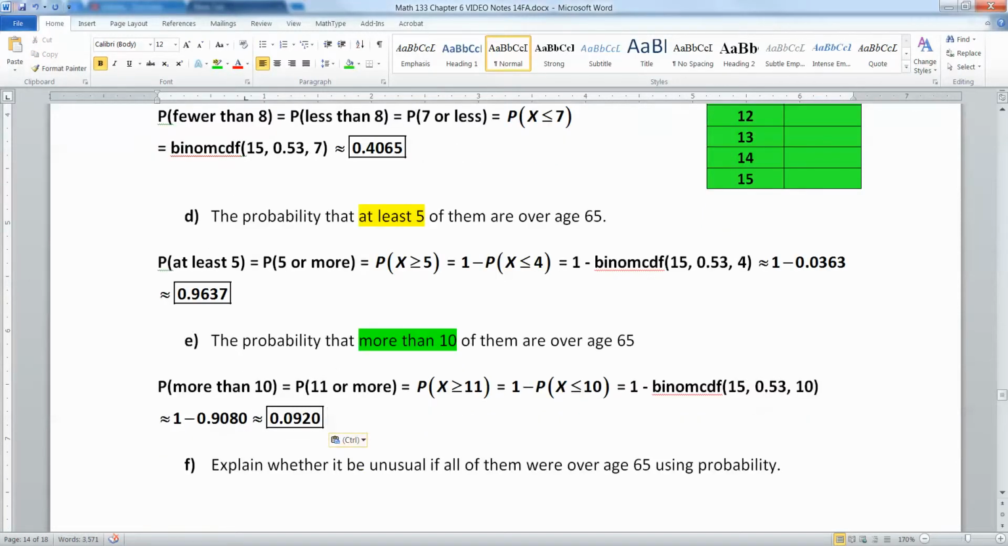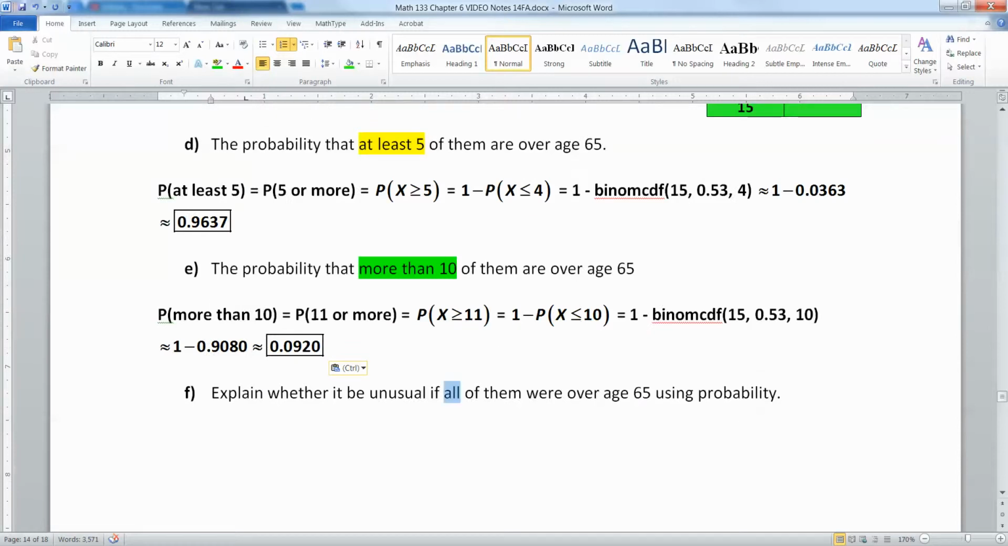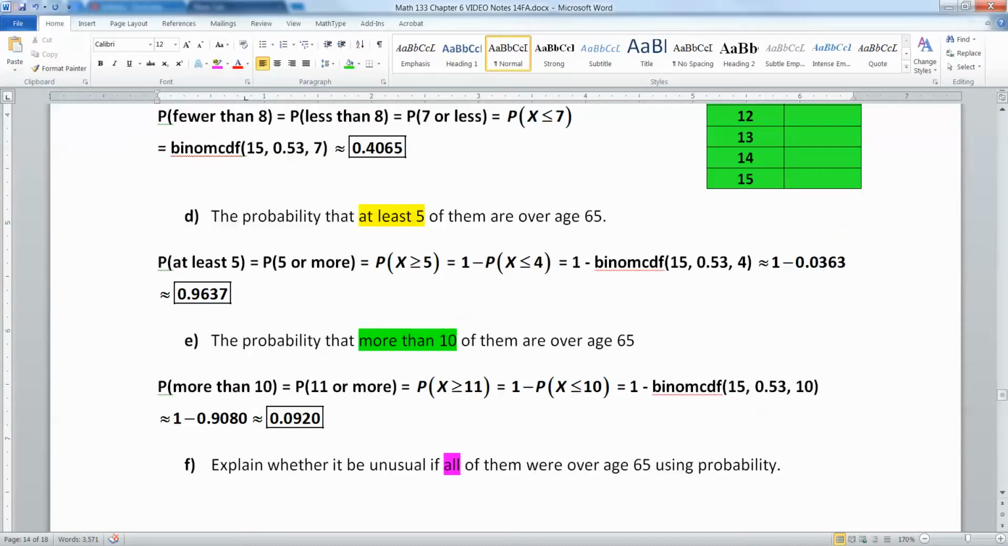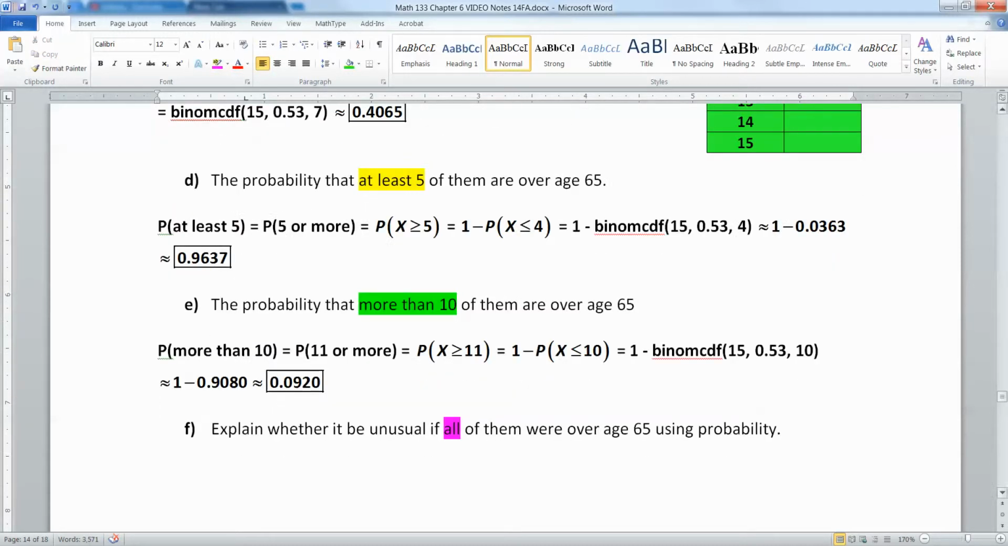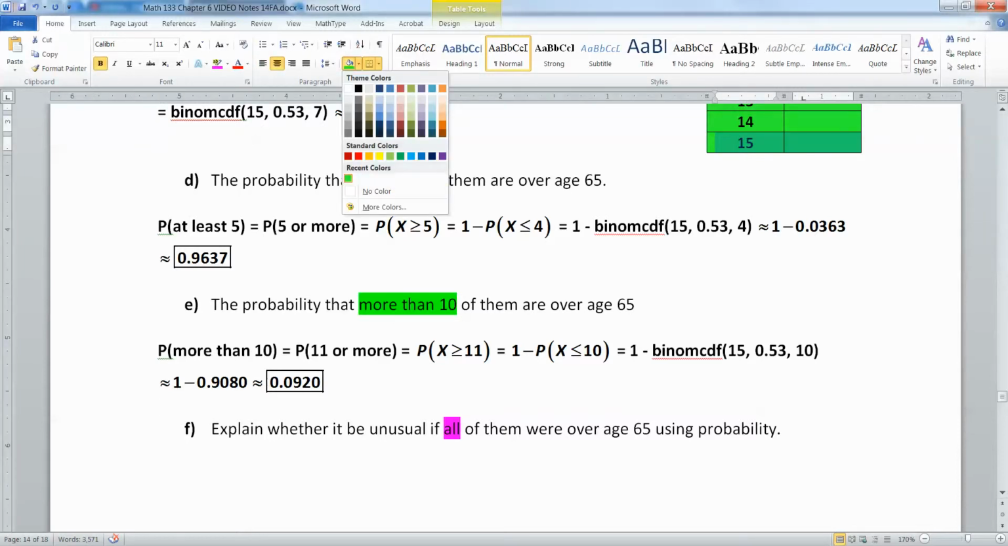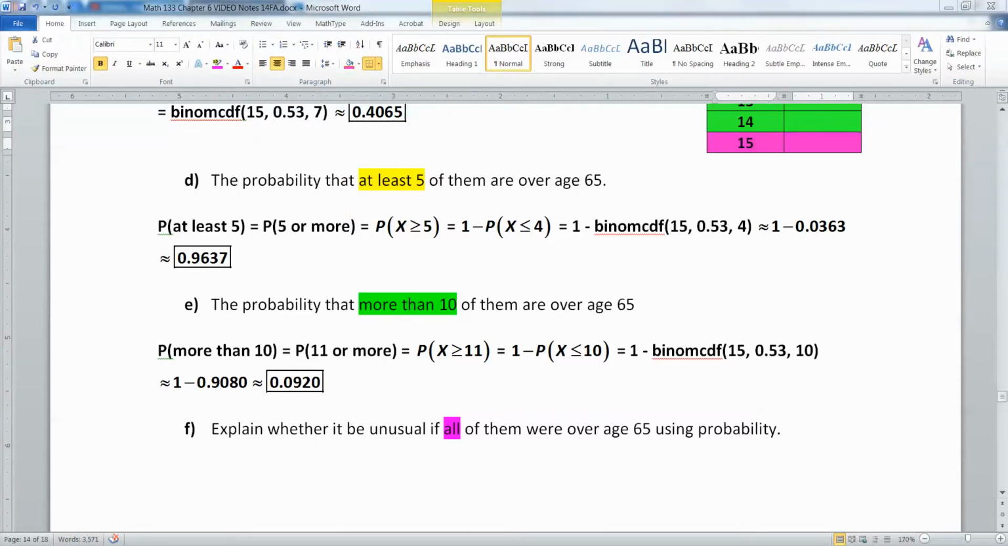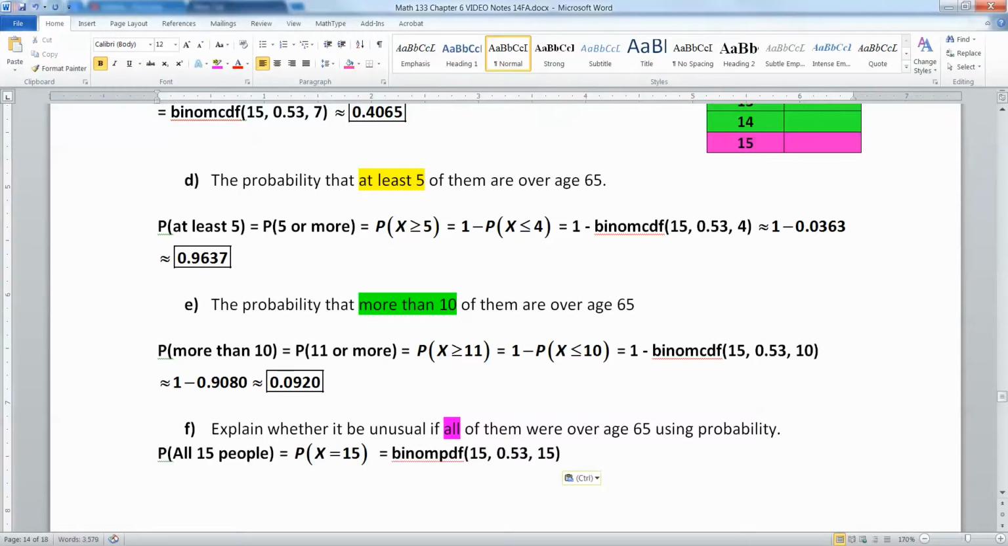All right, now, last part. Would it be unusual if all of them, see that, all of them? That's an interesting one. All of them would mean all 15. So what I'm really asking about here is the probability that all 15 people, that's this part right here at the very, very bottom. So that's an exact probability I'm asking about, all 15. So I want to find the probability that x is equal to 15, and that's a PDF again. P for probability distribution, right? PDF. And there's 15 trials. The chance of success is 0.53, and I want all 15.